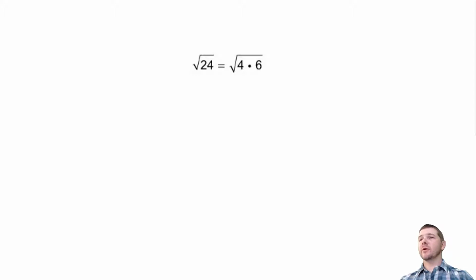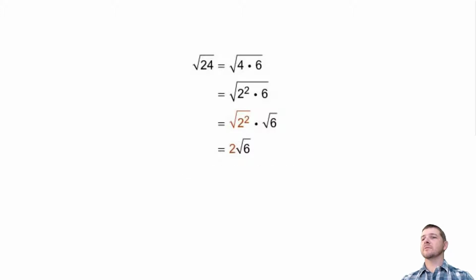The square root of 24 can be rewritten as the square root of the product of 4 times 6. Now 4 can be rewritten as 2 squared, so our expression becomes the square root of 2 squared times 6. That can be split apart and written as the square root of 2 squared times the square root of 6. And the square root of 2 squared is simply 2, so our simplest form becomes 2 times the square root of 6.